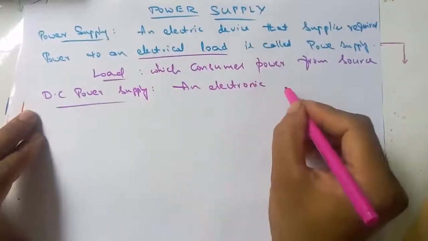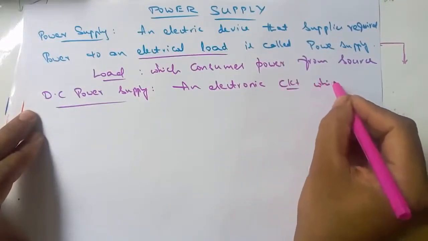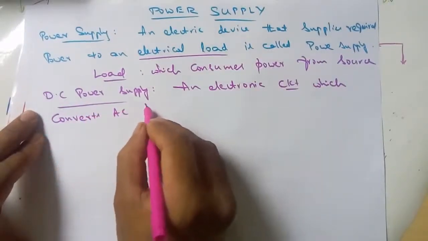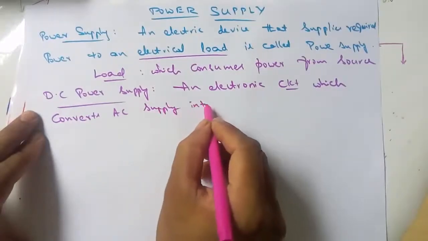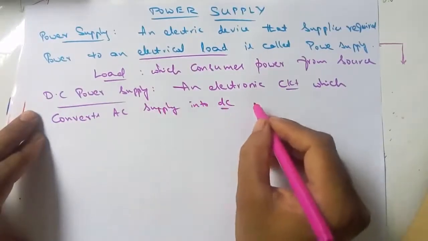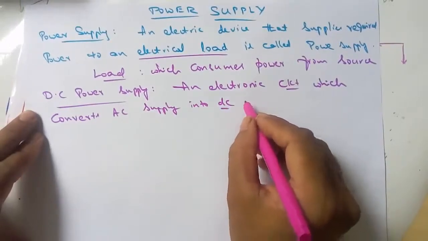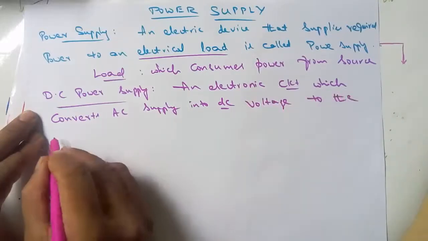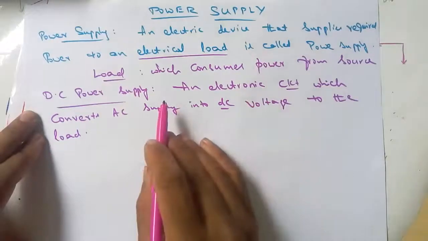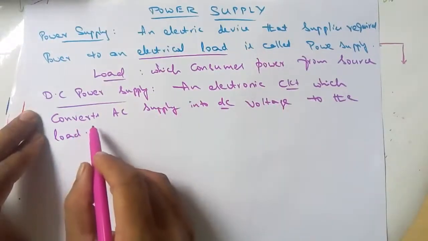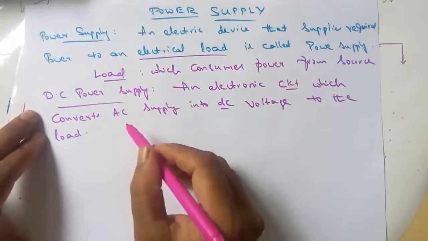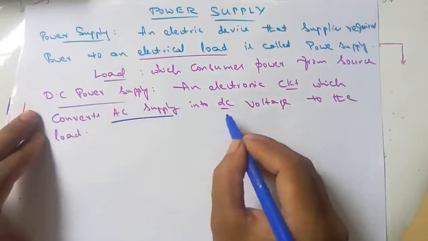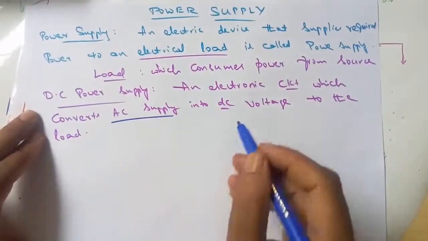electronic circuit which converts AC supply into DC supply voltage to the load, right? So an electronic circuit which converts, because actually the power supply is available in AC only. That AC supply should be converted into the required DC voltage for the operation of the load.